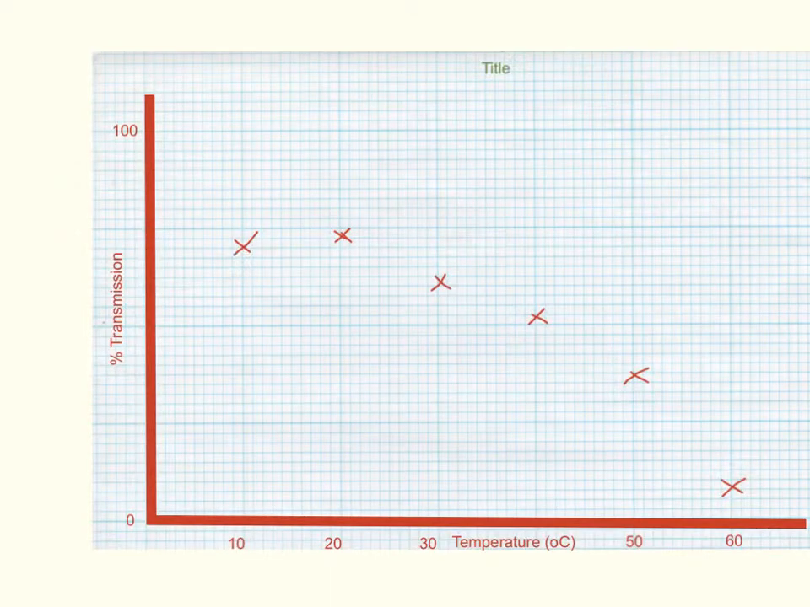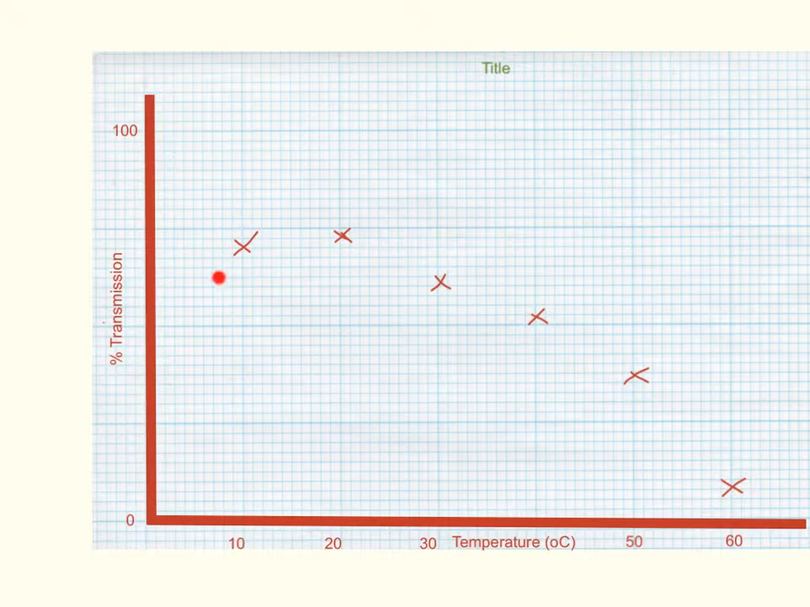Okay, so now I've got my means, I can plot them on a graph. Along the x-axis, I have got my temperature, which is my independent variable, the thing that I am changing, and on the y-axis, I've got my percentage transmission, which is my dependent variable, the thing that I am measuring. You need a suitable title for the graph, a descriptive title describing exactly what this graph is showing. You need the axes labeled correctly with the correct units and a suitable scale for each side.